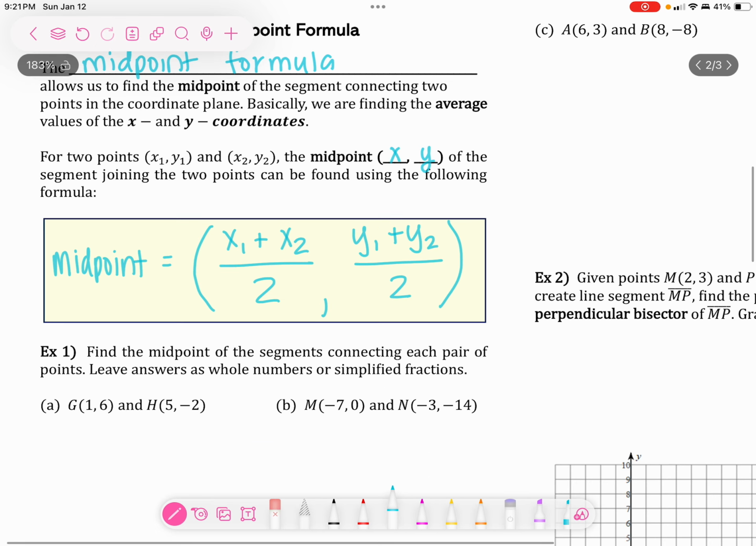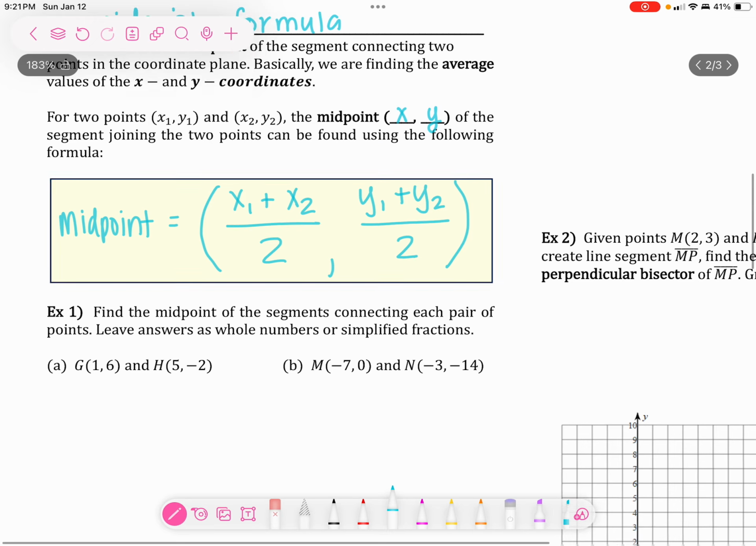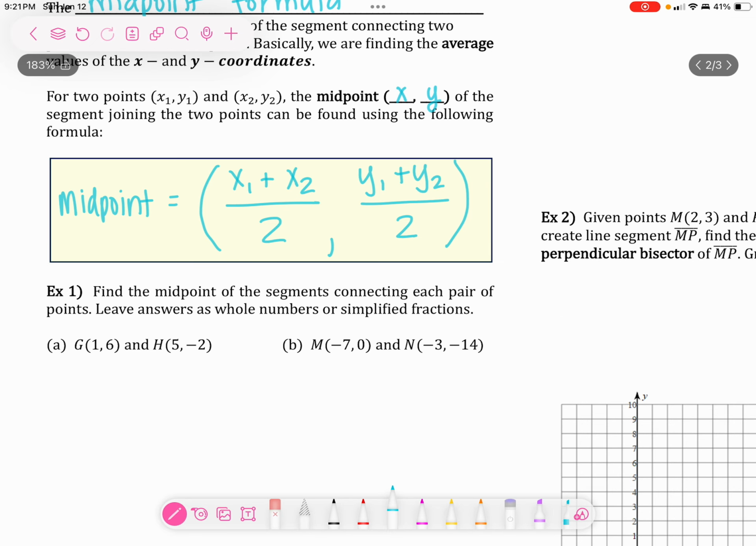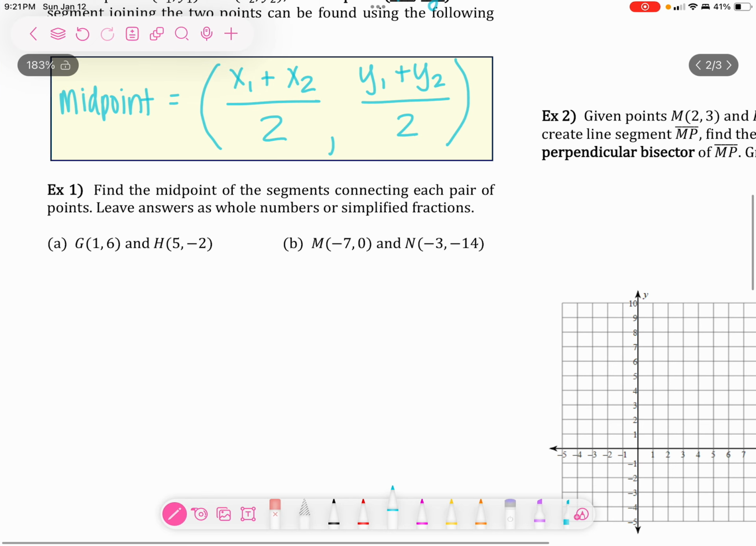So find the midpoint of the segments connecting each pair of points. Leave answers as whole numbers or simplified fractions. Perfect. So to find the midpoint of the segment connecting G to H, I'll shorten it to M for midpoint. Or you know what? For now, I'll just write midpoint out.